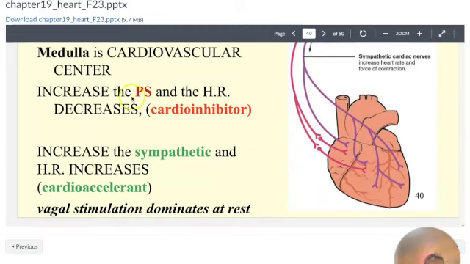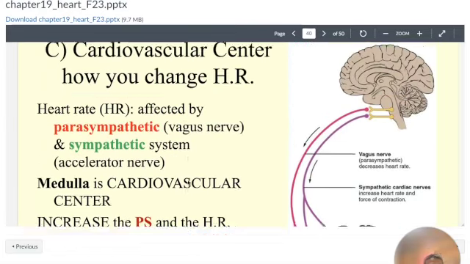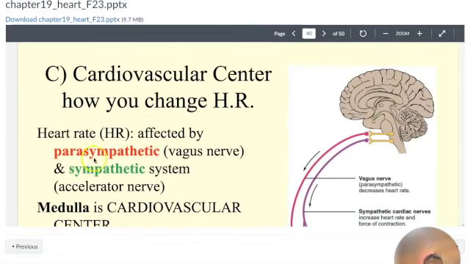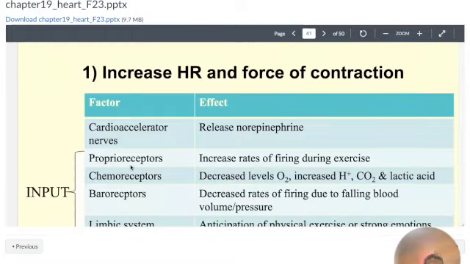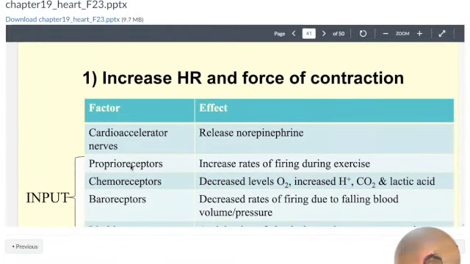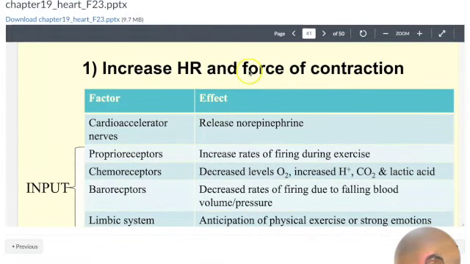So if there's an increase in the parasympathetic, the heart rate will decrease. If you have an increase in the sympathetic, your heart rate will increase. Just like I said here, parasympathetic means slows down, sympathetic raises it up. Increase heart rate and force of contraction.